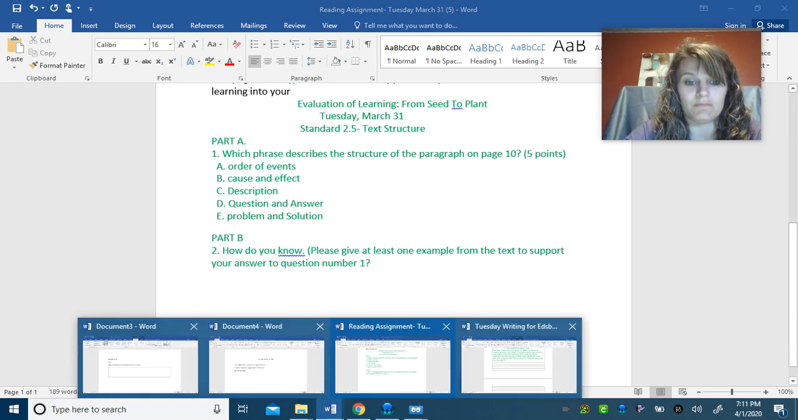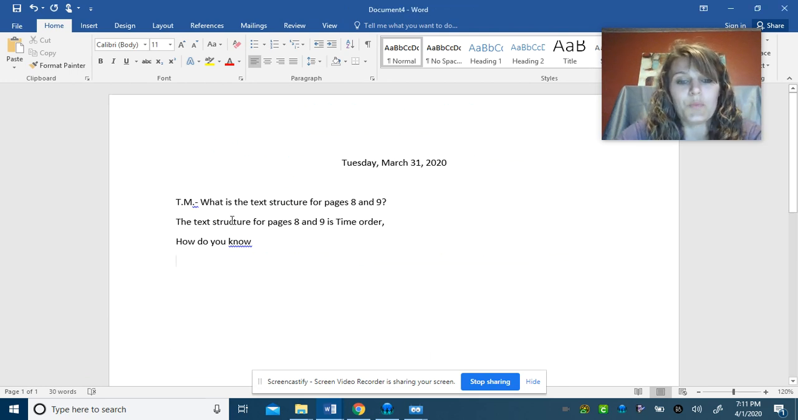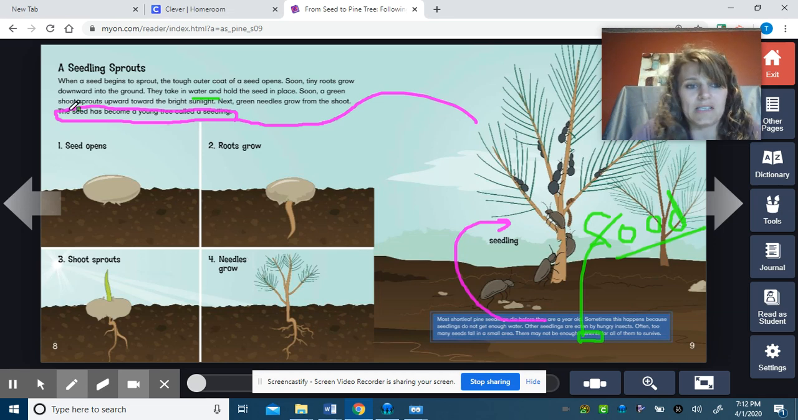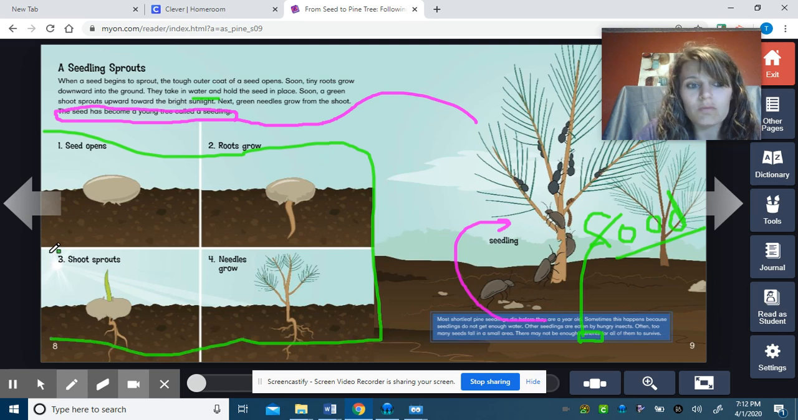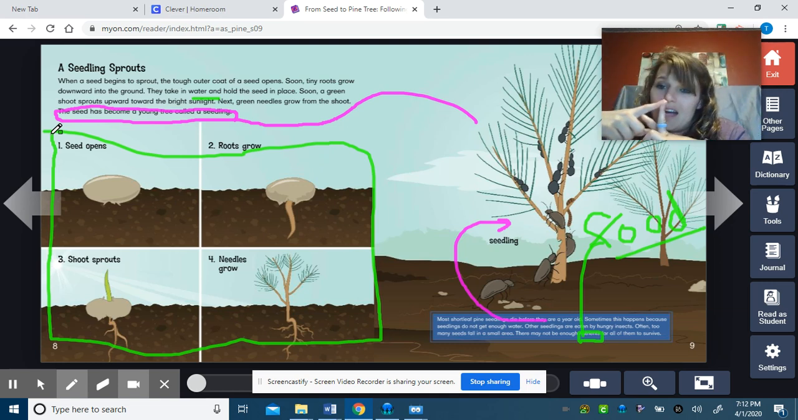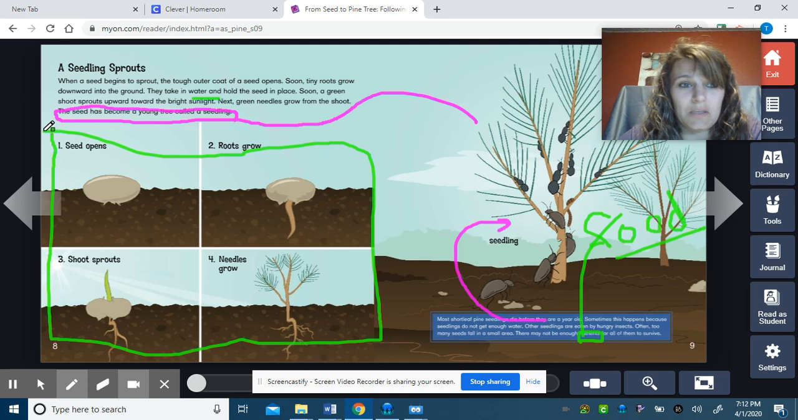My teacher model question is, what is the text structure of pages 8 and 9? So I'm going to look, and I see this lovely chart that is telling me 1, 2, 3, 4. And I know from learning in the past that when things are in order, we call that time order, right? But they also have key words like first, next, last, then. So I'm going to see if the text has any of those key words.